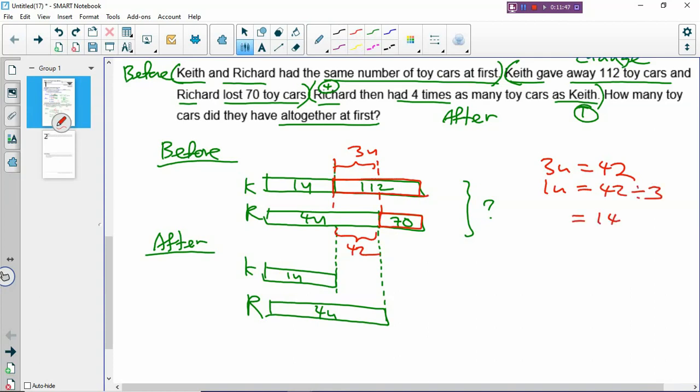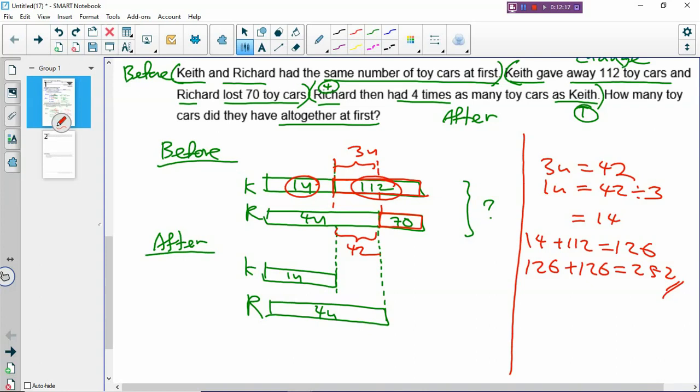So now can we find how many they had all together at first? You can now add 1 unit plus 112 to find Keith's toy cars at first. So Keith has how many at first? 14 plus 112, you will get 126. So Keith has 126 at first. Richard also has the same number at first. So 126 plus 126, or 126 times 2. So they have all together 252 toy cars at first. And you have solved the problem using model drawing.